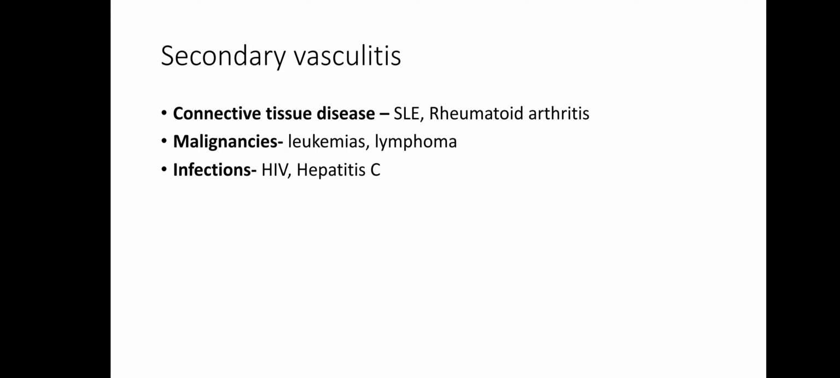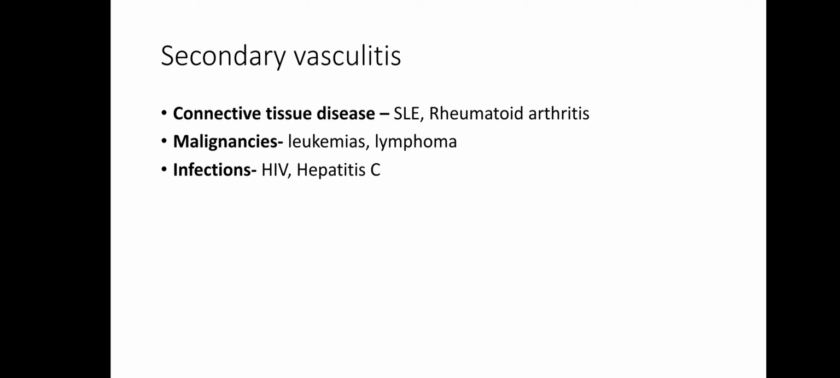So the classification that we looked at, the large vessel, medium vessel, and the small vessel with the immune complex, that's primary vasculitis. Usually primary of any disease means there's no other underlying cause. For example, primary hypertension or essential hypertension means that's the main disease affecting the body. There is no underlying cause causing that hypertension. Same with vasculitis. Primary vasculitis means that's the disease. Secondary vasculitis means there's something else which is leading to a vasculitis.